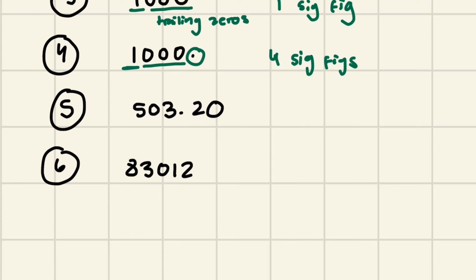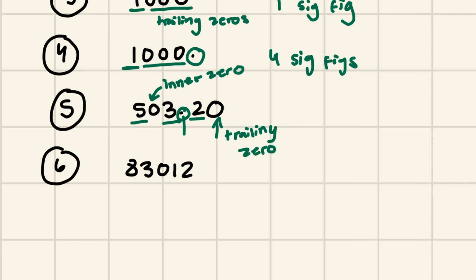Okay, next one, 503.20. So here we actually have a few conditions, which I find really interesting. First we have a non-zero digit, automatically counts. Then we have a 0, but it's between 2 non-zero digits. So we also have to count it because it's like an inner 0, I would say. Then we have a 2, which is automatically counted because it is a non-zero digit. And we have a trailing 0 right here. But the reason why we're counting it is because of our decimal point right there. So we have 1, 2, 3, 4, 5. 5 sig figs. We're going through these pretty quickly.